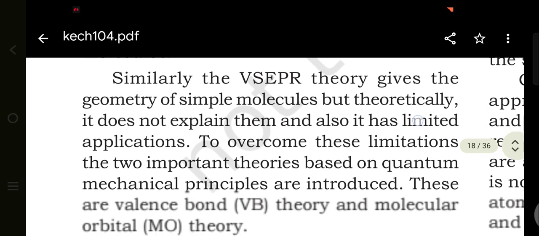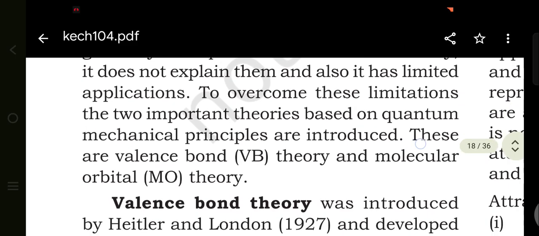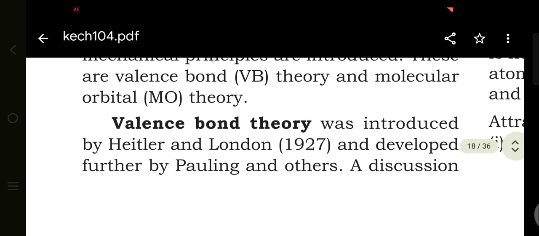Similarly, the VSEPR theory gives the geometry of simple molecules, but theoretically it does not explain them, and also it has limited applications. To overcome these limitations, two important theories based on quantum mechanical principles are introduced. These are the valence bond theory and the molecular orbital theory. Valence bond theory was introduced by Heitler and London in 1927 and developed further by Pauling and others.